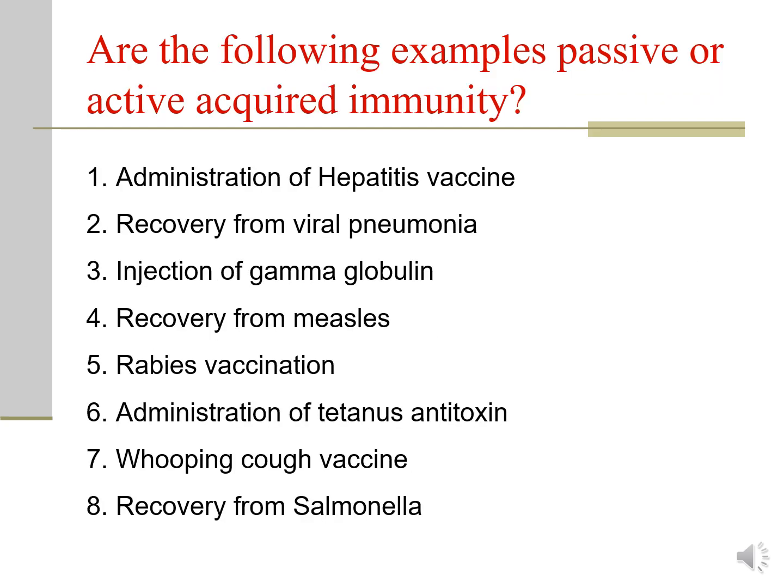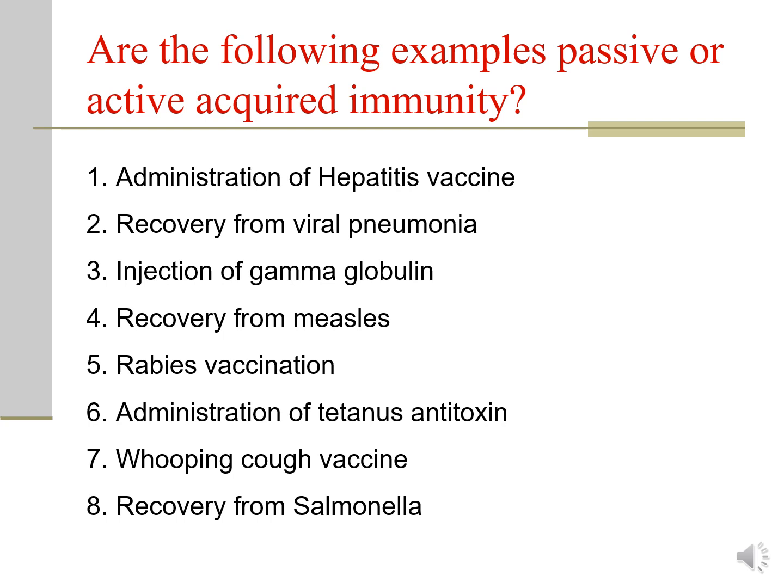So let's see if you can tell the difference between passive acquired immunity and active acquired immunity. If you've been administered a hepatitis vaccine, that's an example of active. It means that you're making antibodies in response to a vaccine. If you've recovered from viral pneumonia, that is active. You've had the disease. If you've been given an injection of gamma globulin, that would be a passive acquired immunity.